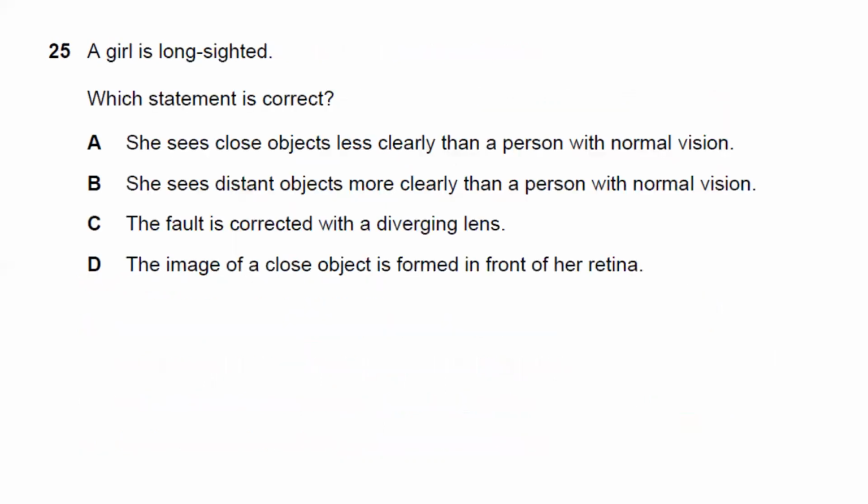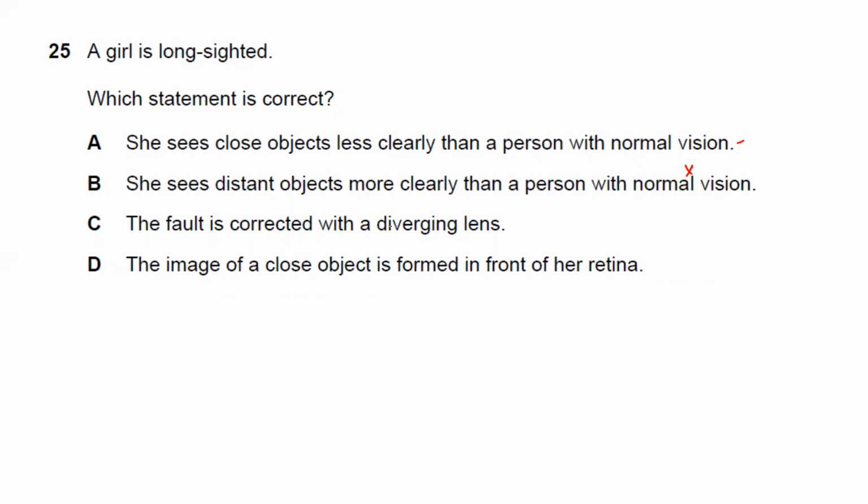Next question. It says a girl is long-sighted. Which statement is correct? Number one, she sees close objects less clearly than a person with normal vision. First of all, yes, this happens in long-sightedness. That is actually the issue. So it looks good. She sees distant objects more clearly than a person with normal vision. This statement itself is contradictory. Normal vision means that you see distant objects and close objects in a normal fashion. Nothing can increase your normal vision, unless you're using binoculars or some sort of lens mechanism. So no, this is not the right choice.